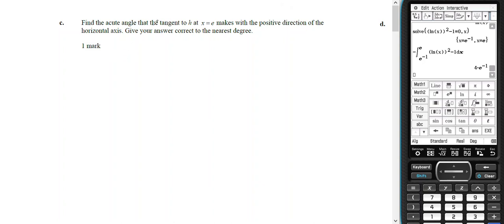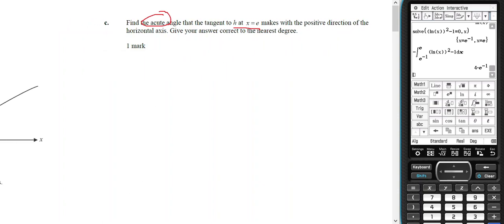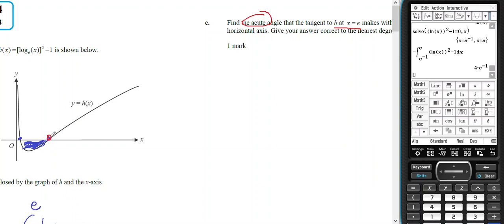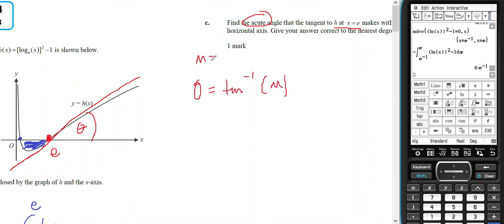Okay, part C: find the acute angle that the tangent to h at that value makes with the positive horizontal axis. So if I draw a tangent at E, this is what my tangent is going to look like. I'm looking for this angle here. Remember that the angle will equal the inverse tan of the gradient, because the gradient is equal to the tan of the angle, and that's the angle measured away from the x-axis. If this isn't in your bound book, add it to your bound book.